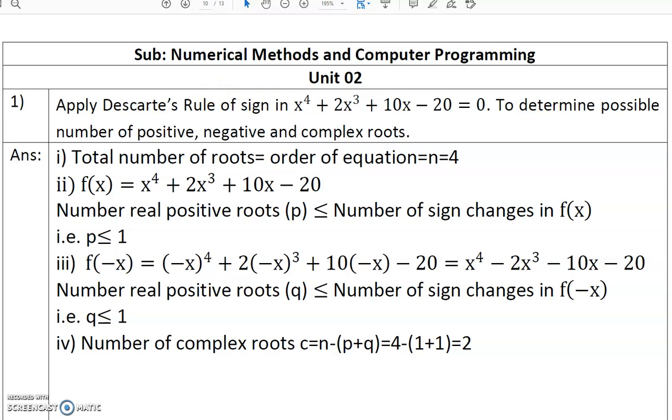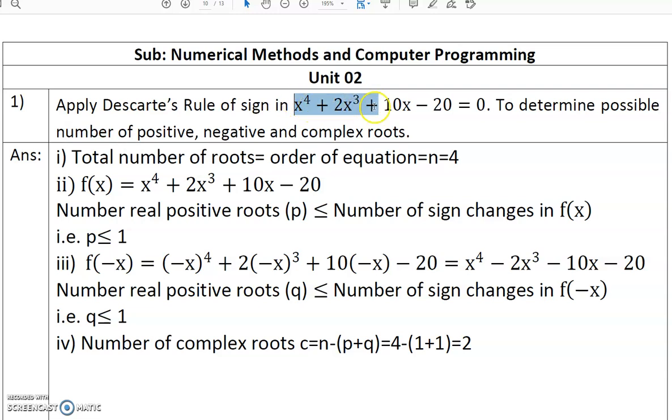The first numerical given to you: apply Descartes' rule of signs to x raised to 4 plus 2x cube plus 10x minus 20 equal to 0, and determine the possible number of positive real roots, negative real roots and complex roots. We have to determine the numbers only, not the roots.